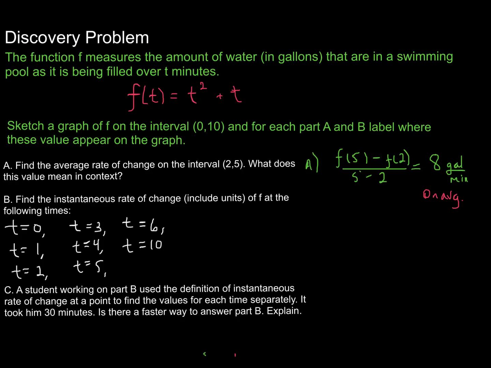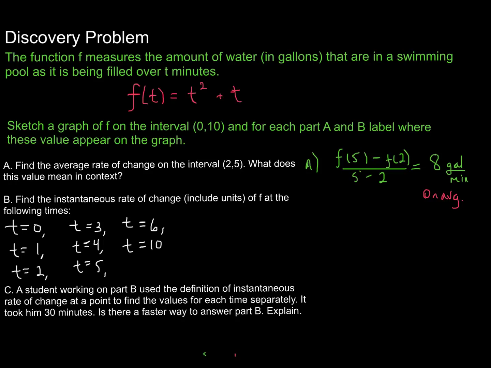Now of course we know that that's just an average, and that at every instant we can actually find what the amount of water in the pool is changing by. In other words, if I have a sketch of this function, each of these instantaneous rates of change would be the slope of the function at these t values. So remember that the instantaneous rate of change at a point, you can use the limit definition of instantaneous rate of change to find that value.